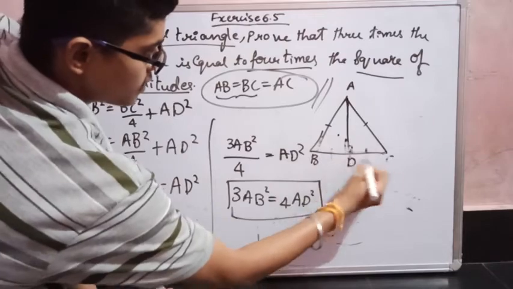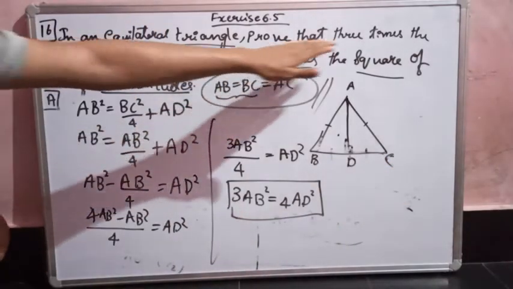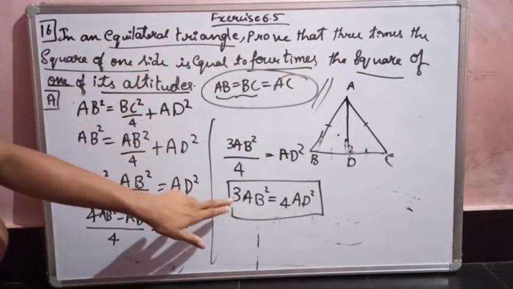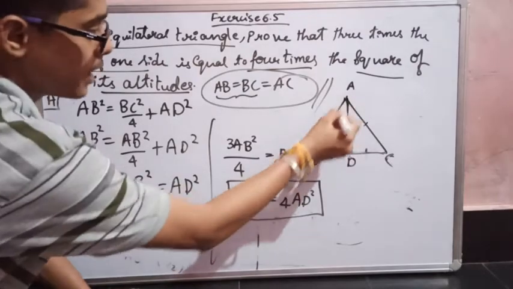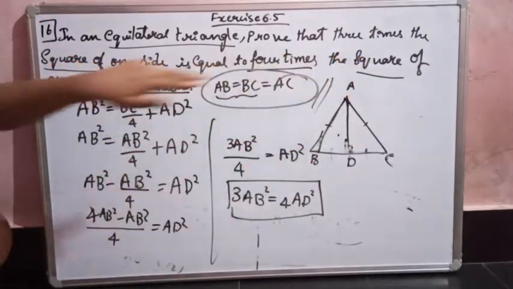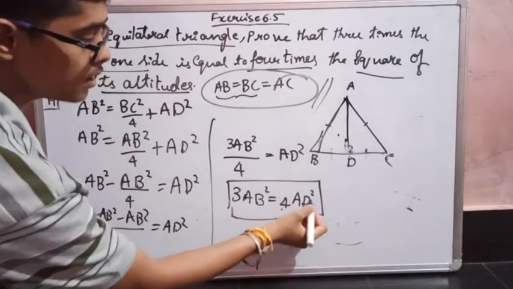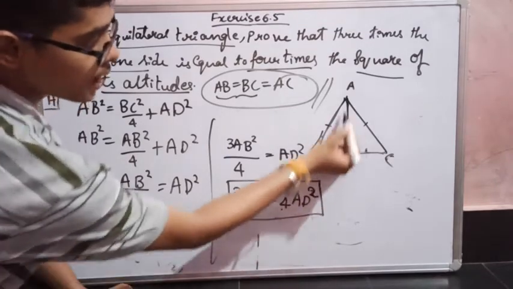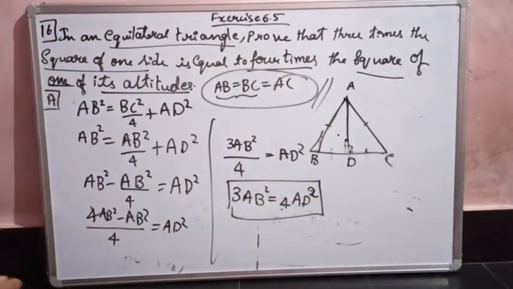It is given that 3 times the square of one side is equal to 4 times the square of one of its altitudes. Well, we have come up with the equation. I hope you understood, guys. Well, thank you.